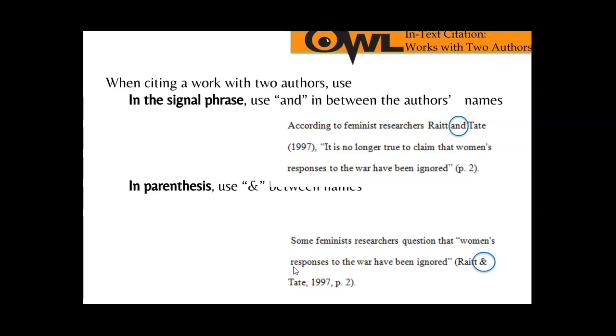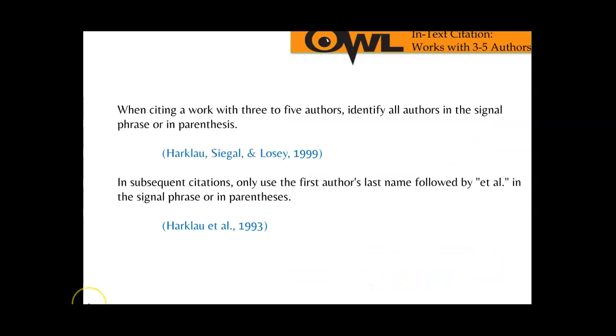This is what I had mentioned earlier on about the difference between using the word "and" in your author's names and the ampersand. So when you are using author's names within the signal phrase, so it's in the text itself, you're going to use the word "and." If you are using it in the parentheses, so it's a parenthetical citation, you are going to change that word and use an ampersand instead. So up here it's Rate and the word Tate. Down here it's Rate ampersand Tate.